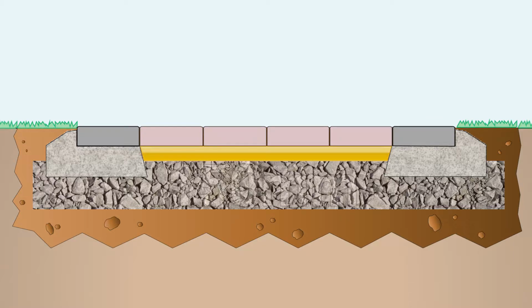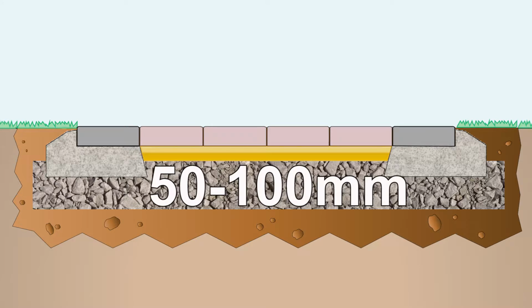Typically for a driveway you will need a depth of 150 mm of sub-base, and for a path for foot traffic it will be between 50 mm and 100 mm depending on how often it is used.